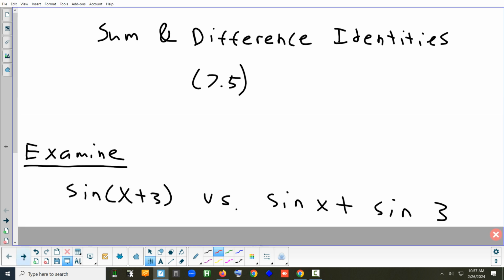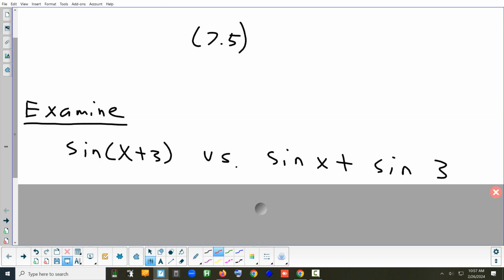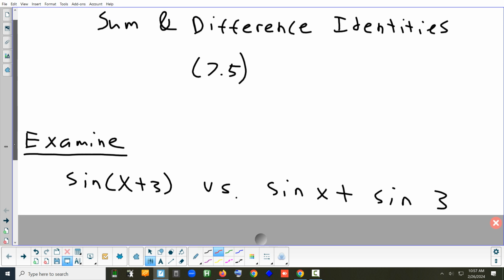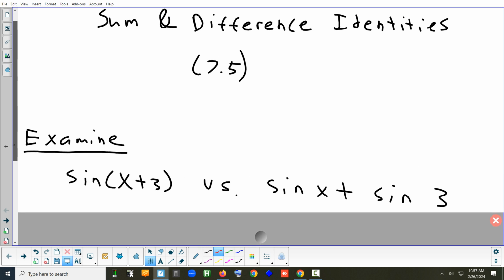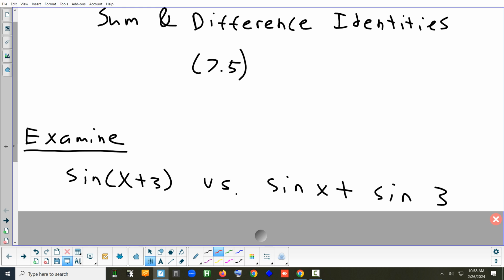All right, so first of all, let's start by looking at that. What was the decimal of root 2 over 2? 0.707. All right, so look at what's on the left and what's on the right. Sine of (x plus 3) compared to sine x plus sine 3. If I put what's on the left in y1 and what's on the right in y2, do you think they would look the same?